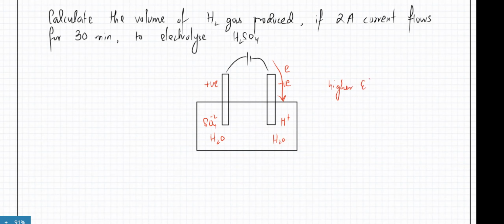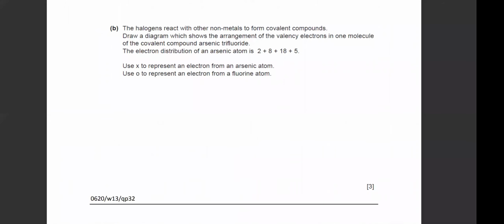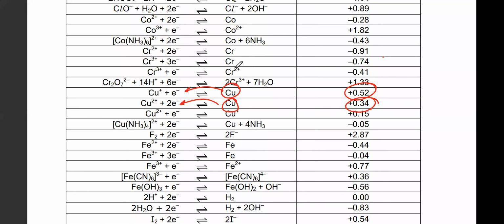So open the data booklet. We've got two candidates, H plus 1 and H2O. So open the data booklet. I did have the data booklet. Just this one is the data booklet. Let me rub this off.